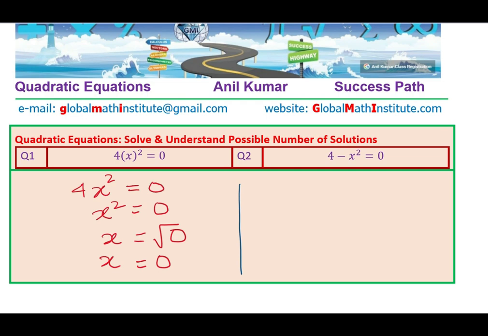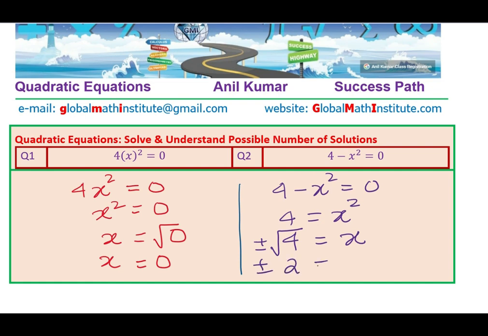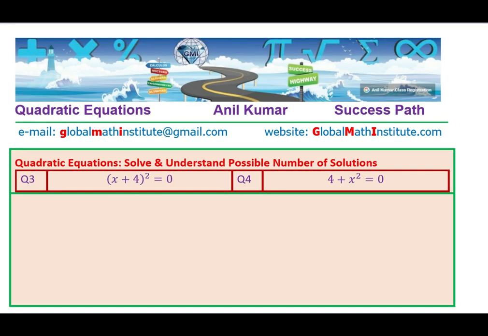Now let's take up the next question, which is 4 minus x squared equals 0. We can rewrite this as 4 equals x squared. Now, I have to take the square root, and we learned that when we take the square root, we have to take both positive and negative signs. So x can be positive and negative square root of 4, which is positive and negative 2 as our answer. Is that clear to you? So, in this case, as you can see, we have two solutions. Next example.